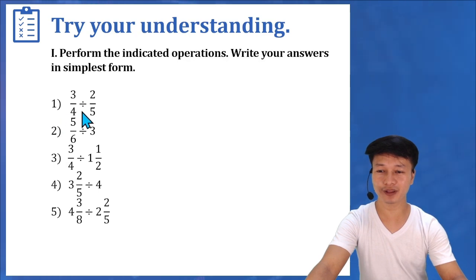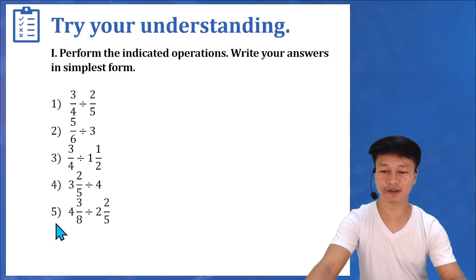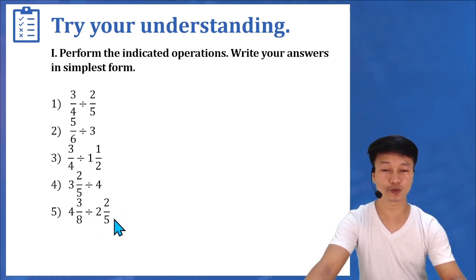We have given number 1, 3/4 divided by 2/5. Number 2, 5 over 6 divided by 3. Number 3, 3/4 divided by 1 and 1/2. Number 4, 3 and 2/5 divided by 4. And number 5, 4 and 3/8 divided by 2 and 2/5.